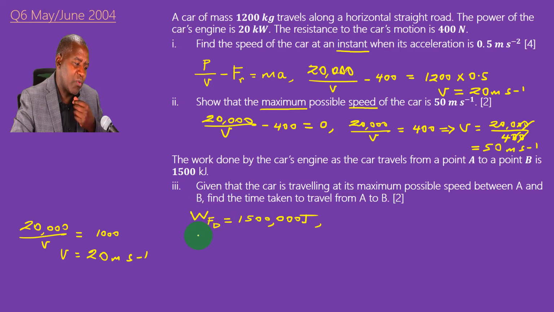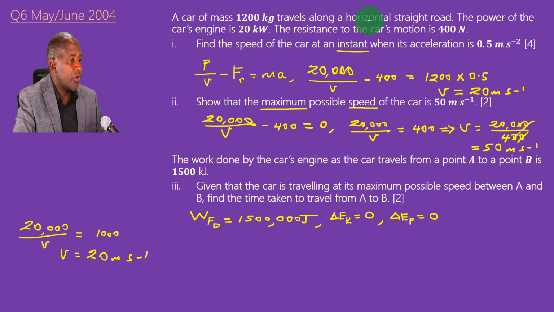Since I know the work done by the driving force, the gain in E kinetic is 0. Why? The car's speed is constant. Let's look at the gain in potential. Again, it is 0 because this road is horizontal, a horizontal straight road.